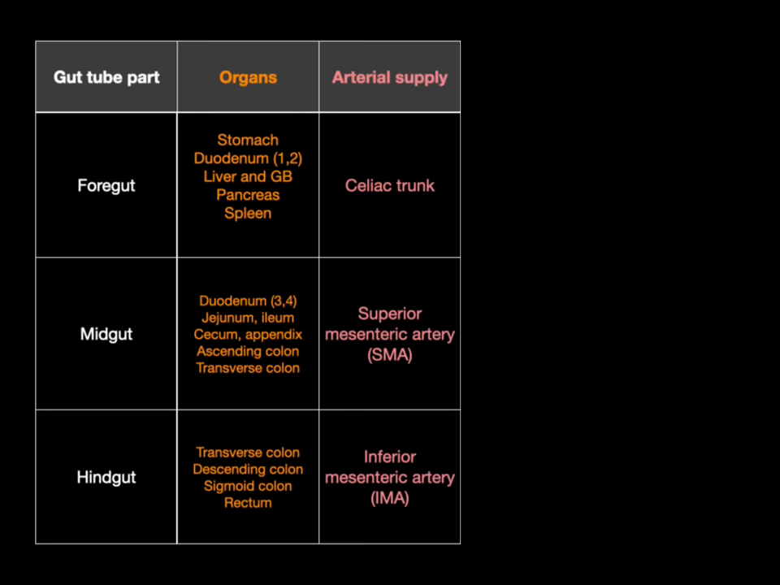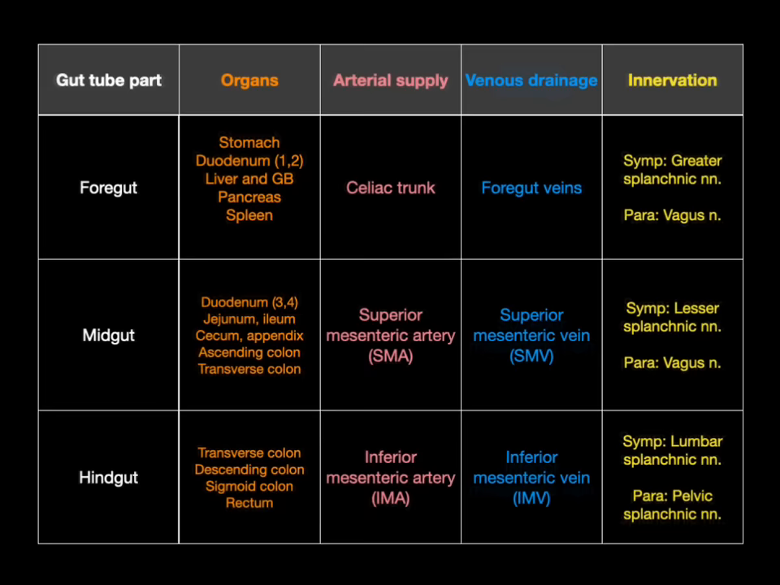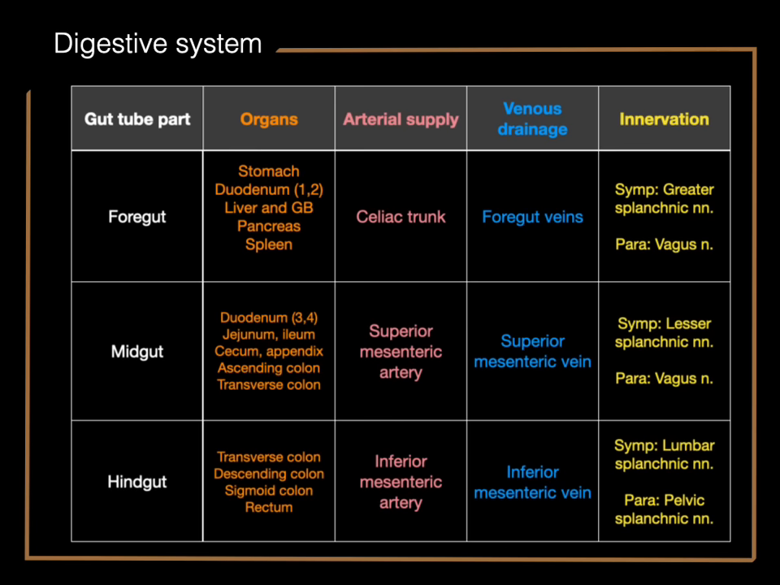So if we then take a look at the gut tube and know the foregut, midgut, hindgut and the individual organs that make up those regions, it's easier to understand the arterial supply, the venous drainage, and the innervation. And that, my friends, is the digestive system in a nutshell.